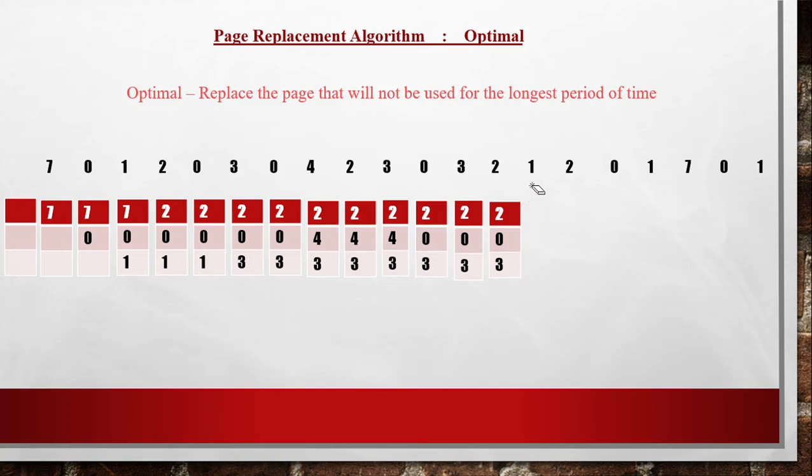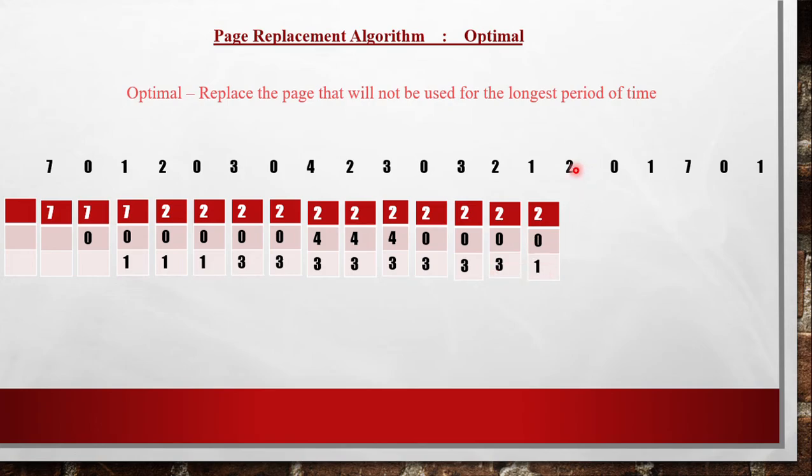Which one will be replaced? You can see here which one is used in the near future. The 2 is used in the near future, 0 is used after that, and 3 is not used in the near future. So 3 will be the victim page, which will be replaced by 1. So 1 will take the place of 3.